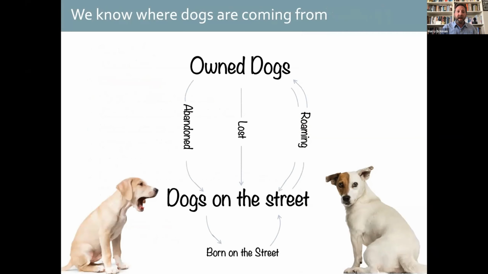So this is a very simple diagram of where dogs come from. So in the middle here, you can see my cursor there, dogs on the street. This could be any street dog. And for dogs to get on the street, they come from two directions. You have owned dogs, and owned dogs could be abandoned, they could be lost, or they could still be owned, but they're roaming. So somebody lets them out, goes out on the street, and then they come back home. But if you're on the street, you see them on the street.